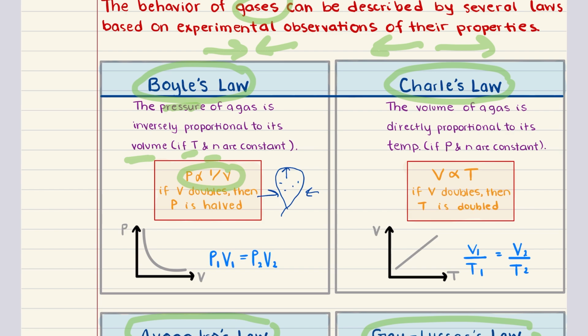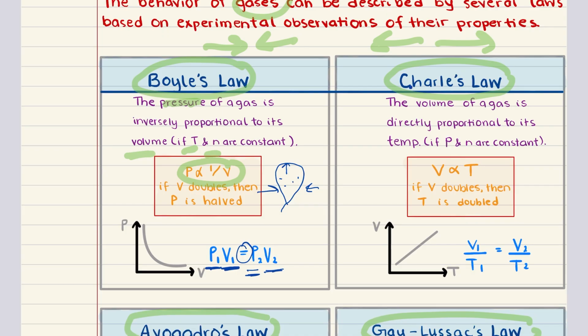Mathematically, Boyle's law is expressed as P1V1 = P2V2. This equation tells us that the initial pressure multiplied by the initial volume is equal to the final pressure multiplied by the final volume as long as temperature and the number of moles remain constant. So if we double the volume, the pressure is going to be cut in half. If we reduce the volume, the pressure increases proportionally.